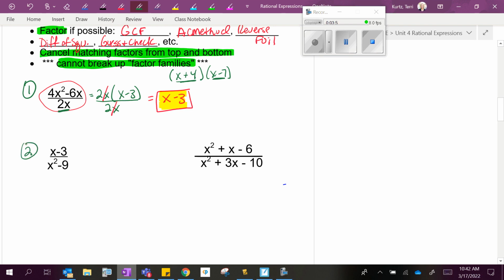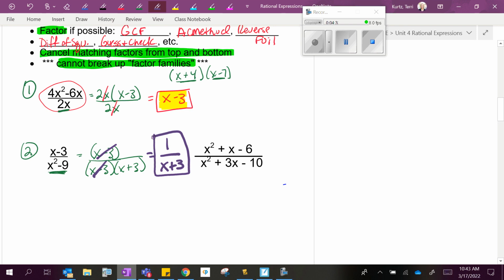Okay, let's try another one. Number 2. Again, the numerator is fine, x minus 3, but I'm going to put it in parentheses because it is a factor family, or its own expression. I look down at the denominator, x squared minus 9. I can factor it as x minus 3 times x plus 3, the difference of squares. I have matching factor families right here and right there. So I can cancel out those x minus 3s. And I am left with nothing in the numerator, so I'm going to put a 1. And in my denominator, I have an x plus 3. Okay, so that's my simplified rational expression.